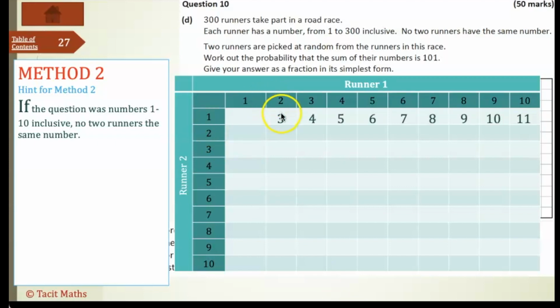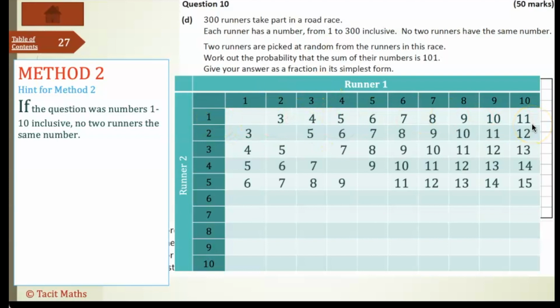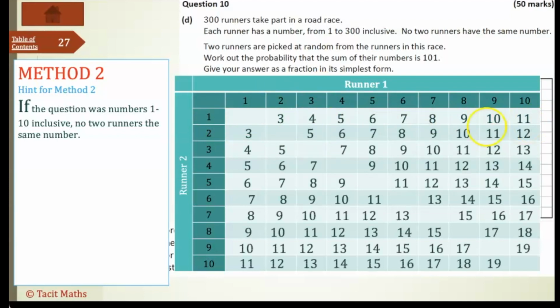So like 1 plus 2 would be 3, 1 plus 3 would be 4. This is what the sum of the numbers would be. You can fill all of those in, and you'll notice that there's 1 cell missing in each row, and that's where the numbers are the same, because there are no 2 numbers the same.